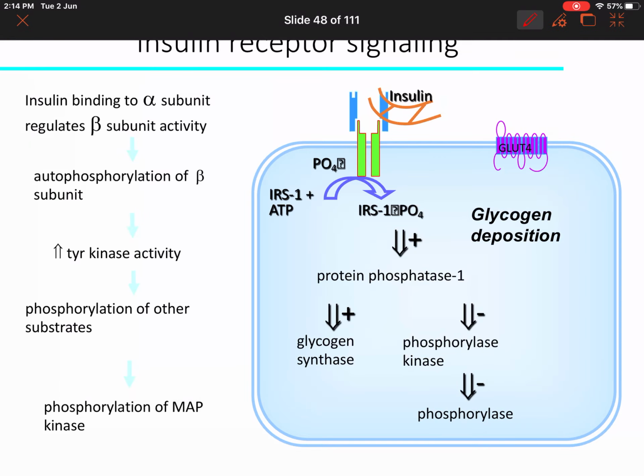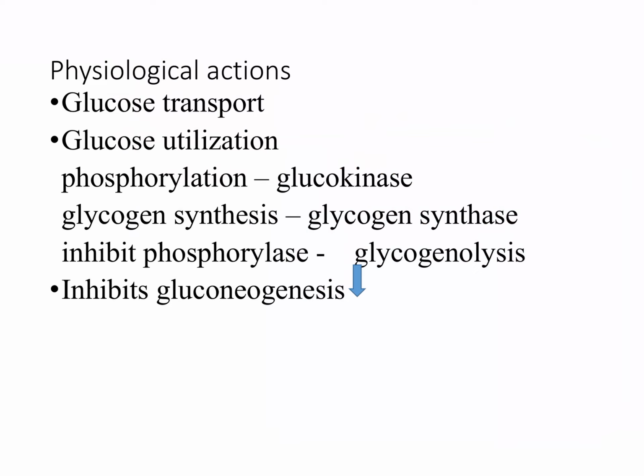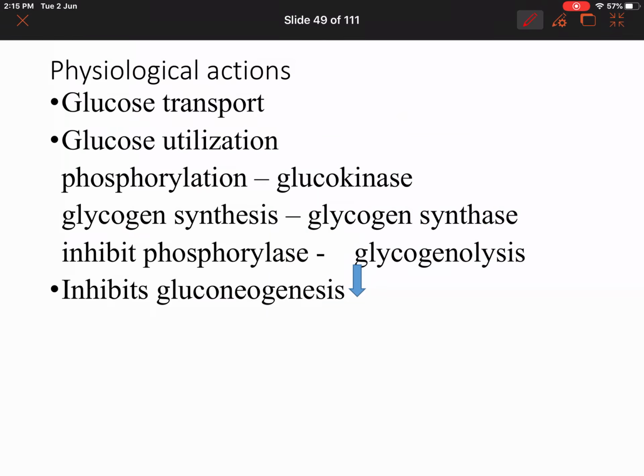Not only that, it can also cause autophosphorylation and cause increased glycogen synthesis, and it also inhibits phosphorylase. It also increases glycogen deposition. Let's look into what the actions of insulin are. Insulin is going to increase glucose transport. It is also going to increase glucose utilization. It is going to increase glycogen synthesis and inhibit phosphorylase, that is glycogenolysis, breakdown of glycogen, and also inhibit gluconeogenesis.